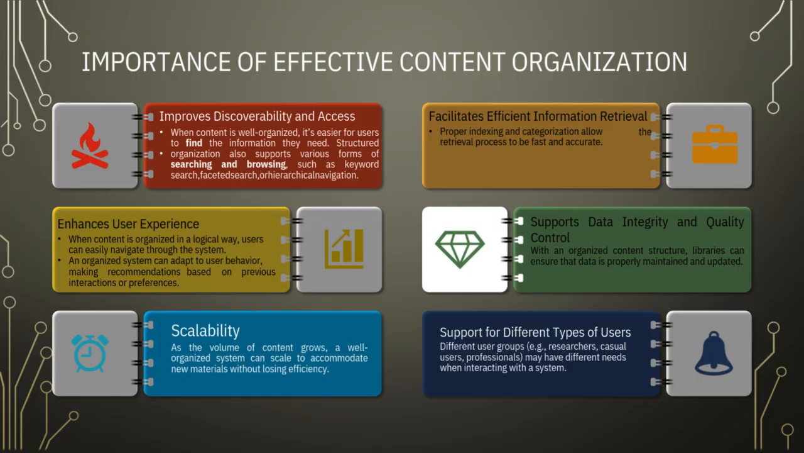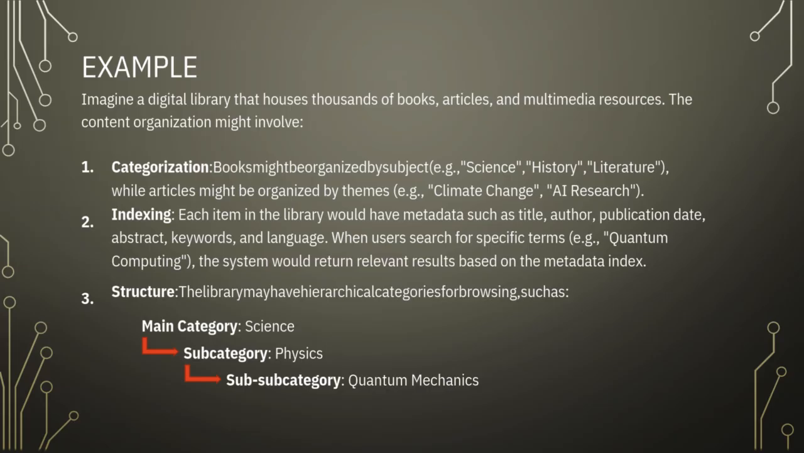Researchers may rely on advanced search filters, while undergraduate students may prefer browsing by subject. Effective content organization accommodates these diverse needs and ensures equitable access to information. In summary, effective content organization is not just a technical issue, it directly shapes the usability, credibility, and long-term success of digital library systems.